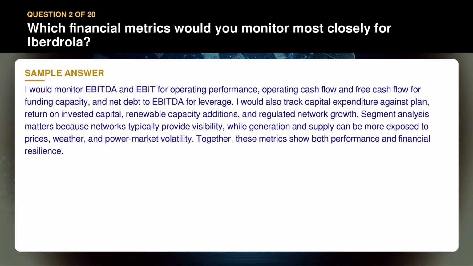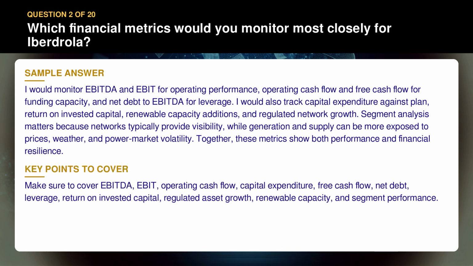Segment analysis matters because networks typically provide visibility, while generation and supply can be more exposed to prices, weather, and power market volatility. Together, these metrics show both performance and financial resilience. Make sure to cover EBITDA, EBIT, operating cash flow, capital expenditure, free cash flow, net debt, leverage, return on invested capital, regulated asset growth, renewable capacity, and segment performance.